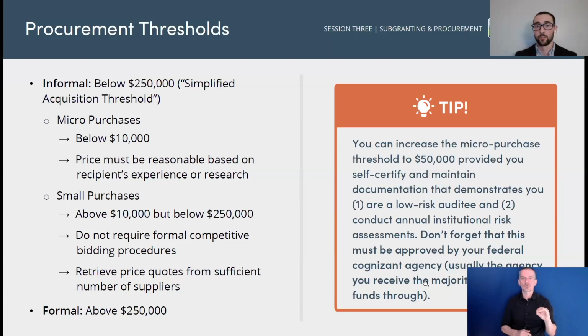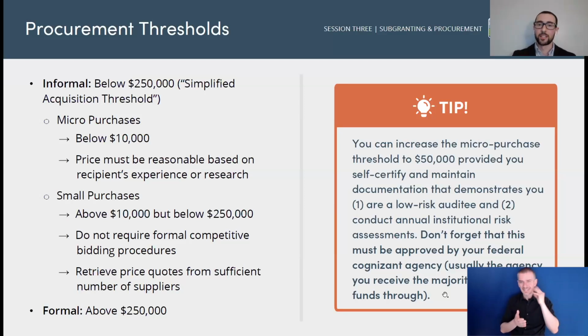And so this can be very helpful for organizations that are making quite a bit of purchases between $10,000 and $50,000, or I guess $0 and $50,000. So if you're buying a bunch of stuff, procuring lots of services for $30,000, then if you increase that micro purchase threshold, there's a lot less legwork that has to go into seeking out those goods and services and procuring them. But in general, if you don't have that approval from your cognizant agency, then anything below $10,000 can be a micro purchase, or can just be based on your research or your experience.